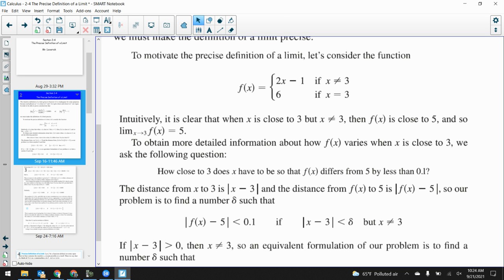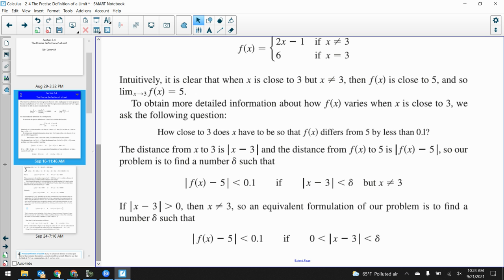Now, to get more detailed information about how f of x varies when x is close to 3, we ask the following question. How close to 3 does x really have to be so that f of x differs from 5 by less than 0.1? So I'm giving a value to it. I'm saying, okay, I want f of x to end up being 0.1 away from 5.